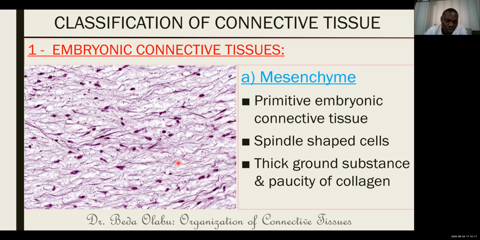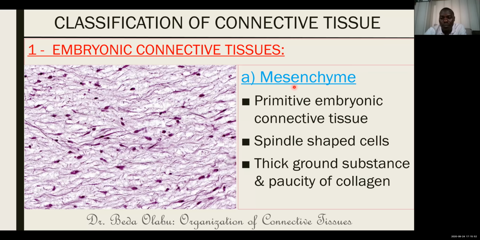You can see fibers, yes, but you can also agree with me that the fibers are sparsely located. So there are few fibers, a lot of ground substance. The gel is more than the fibers. This is how mesenchyme looks. The key thing here is that it is a primitive embryonic connective tissue, so the other tissues will come out of it. Bone, cartilage, ligaments, they'll come out from, first, mesenchyme.